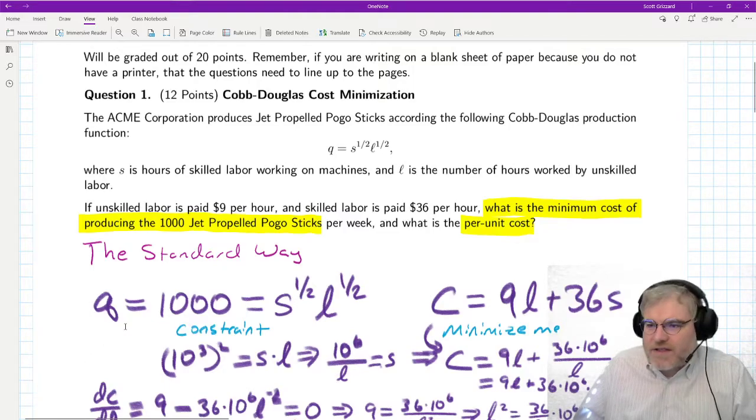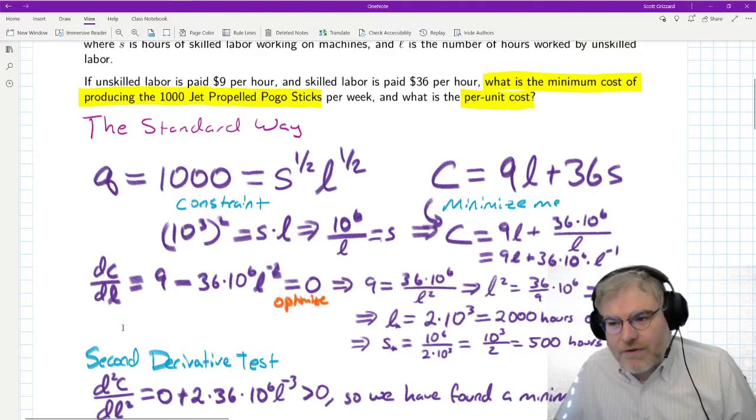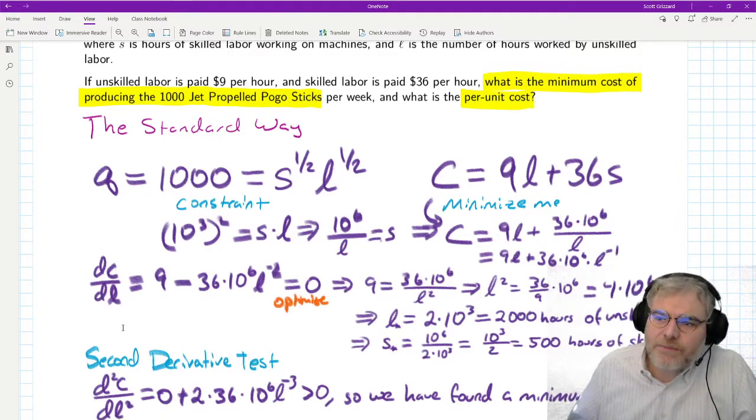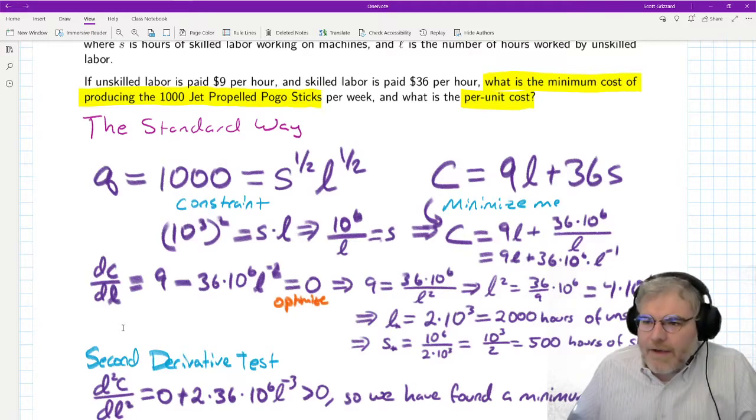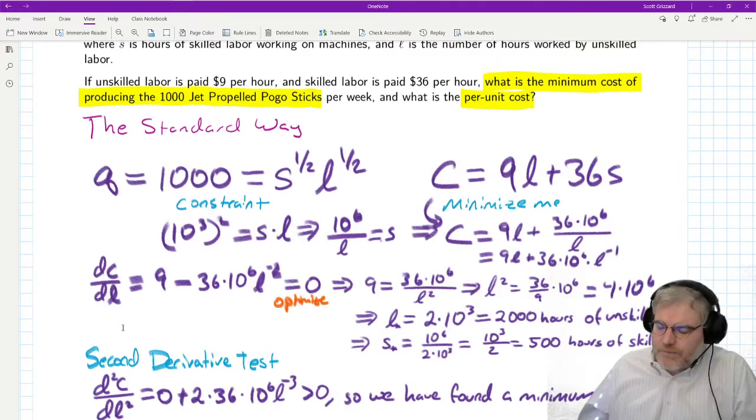Because your employer sets their wage based on your marginal productivity, based on what it costs them, and you get what's left over to take home with you. Okay. So that's the situation.